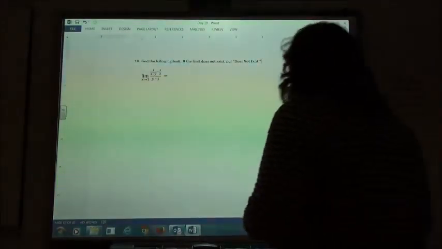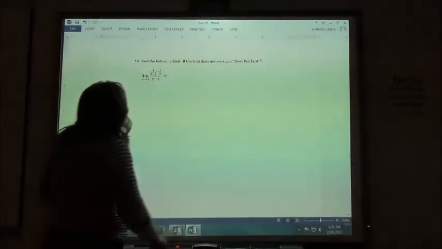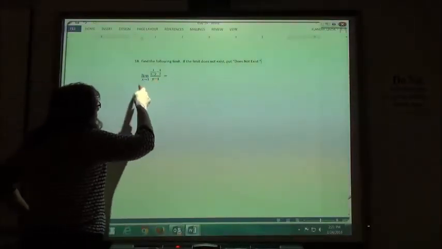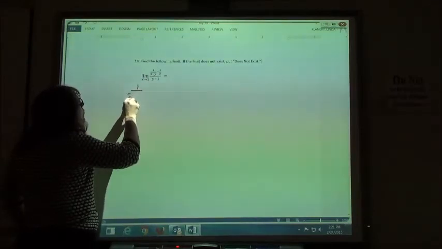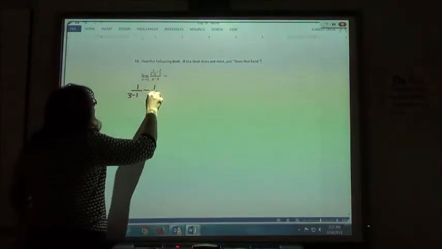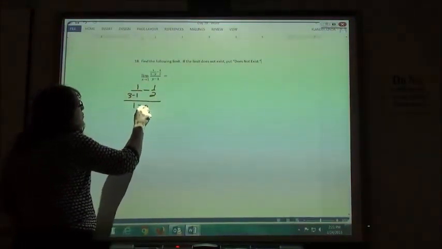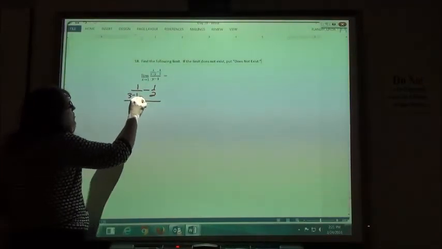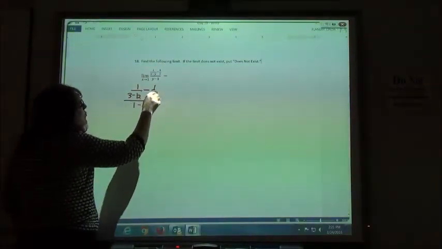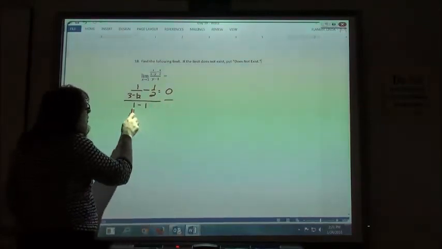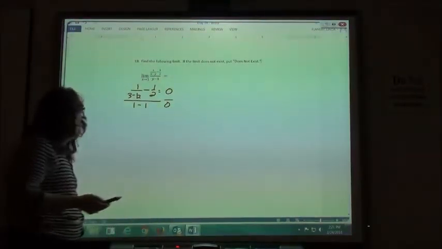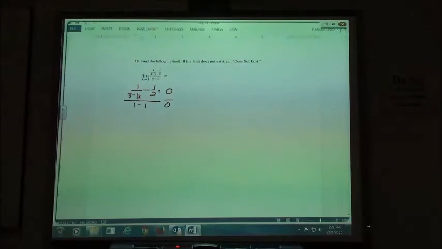All right, number 18, we want to find the limit as x approaches 1. So if I evaluate it directly, I would have 1 over 3 minus 1 minus a half over 1 minus 1. Well, here, 3 minus 1 would be 2. 1 half minus 1 half is going to give me 0. 1 minus 1 is also 0. So I have one of those where I have 0 over 0.